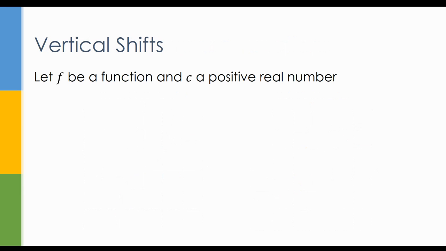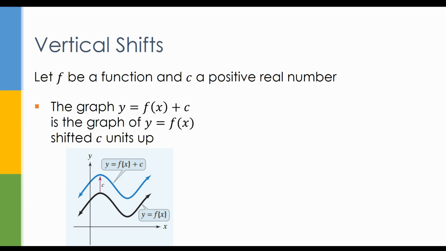All right, so now let's get into this idea of vertical shifts. So it says let f be a function and c be a positive real number. So here I've got a graph. It says y equals f of x plus c is the graph of y equals f of x shifted c units up. So my original function is what is in black. And if I'm adding c onto it, I'm shifting it up, whatever that value of c is.